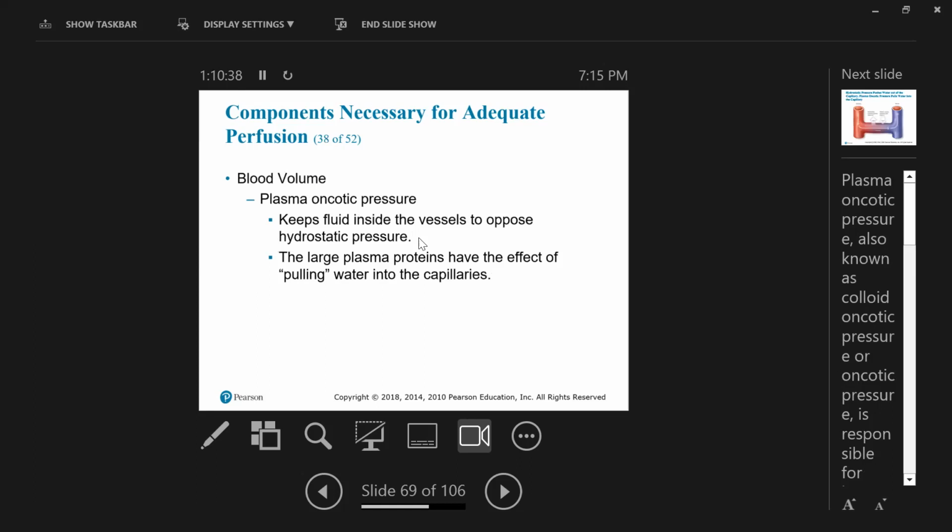It keeps fluid inside the blood vessels. Now, plasma oncotic pressure. You have to think of the chemicals in plasma. We have albumin and all these chemicals that are very big, okay?